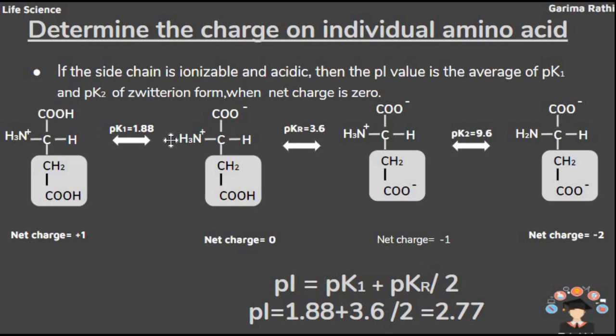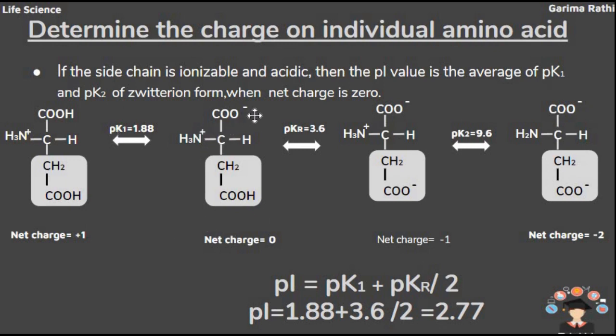The pKa value of the alpha carboxylic group is 1.88 and the pK value of the R carboxylic group is equal to 3.6. So the alpha carboxylic group gets deprotonated first. After proceeding with the titration and reaching the pH value of 1.88, first the alpha carboxylic group gets deprotonated.